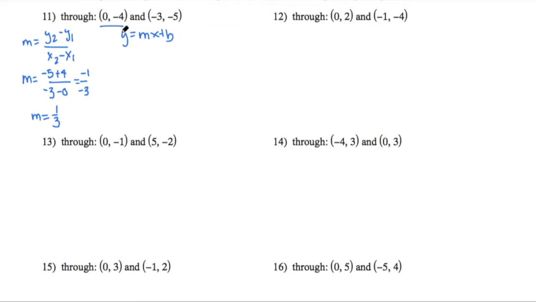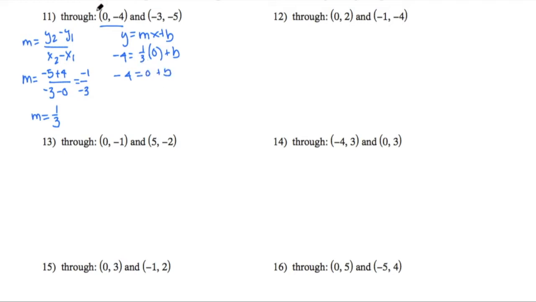I'm going to go ahead and pick (0, -4) to plug in. You could pick whatever one you think might be easiest to plug in, and that's fine with me. So we're going to plug -4 in for y equals 1/3 times 0 plus b. We don't know b yet. Great. Okay, so that's -4. 0 times anything is 0.